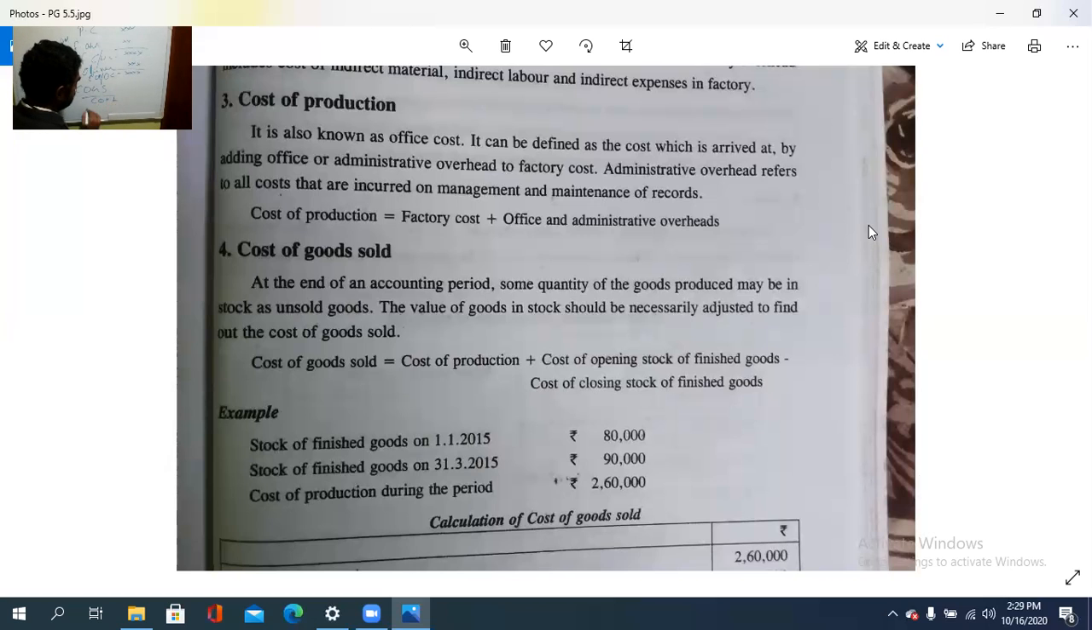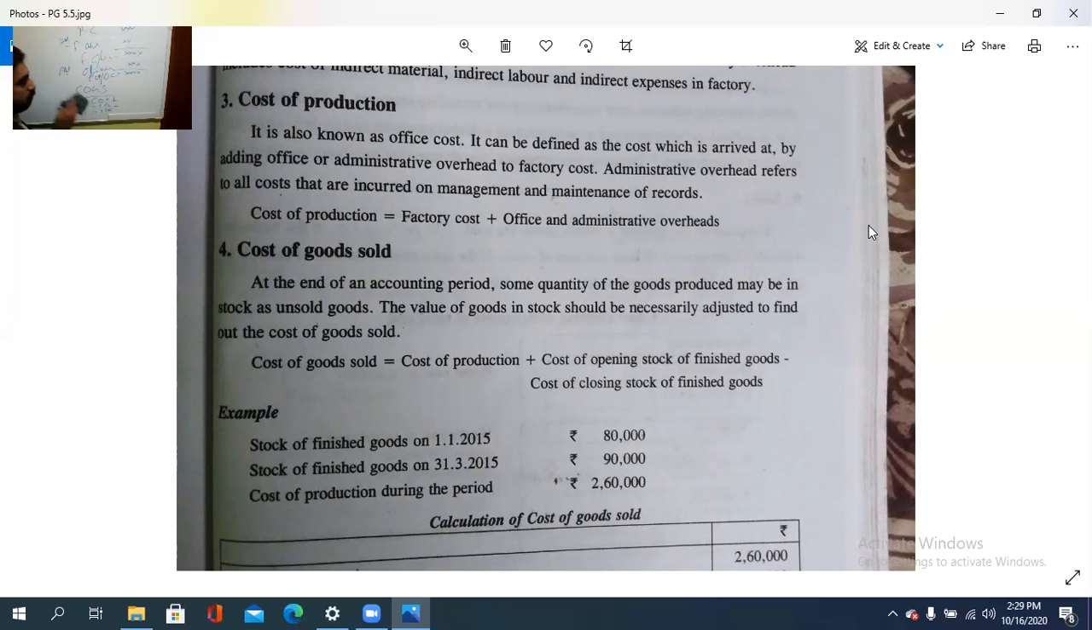COP plus opening inventory of finished goods minus closing inventory of finished goods. Isn't it? Finished goods means what? That is, the production is already finished, isn't it? And it is meant for sale. Take the difference between what was available with us before and what is there now. Then the net effect comes. Add that to COP or office cost, and we will get the cost of goods sold.